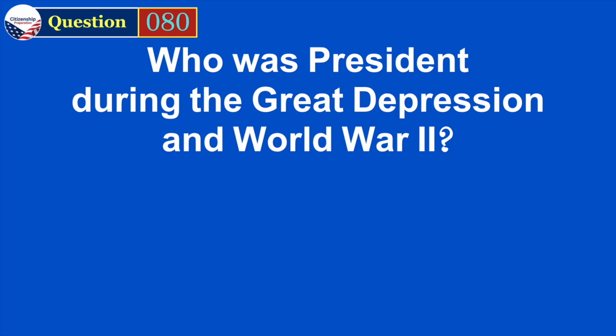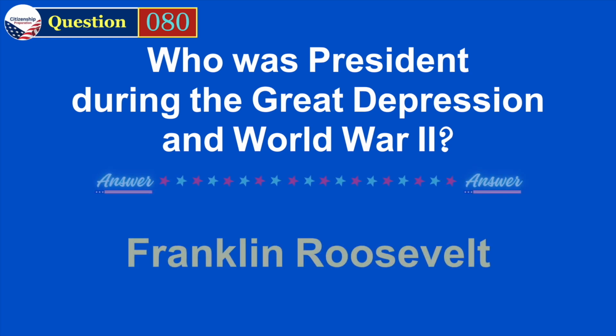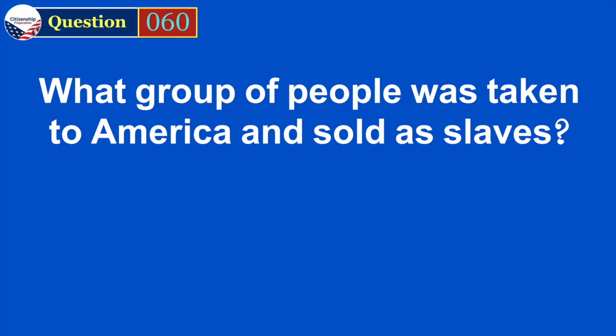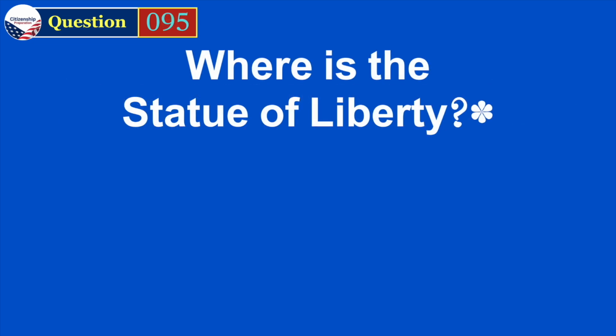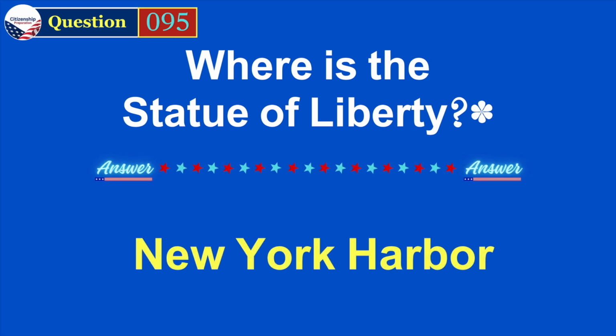Who was president during the Great Depression and World War II? Franklin Roosevelt. What group of people was taken to America and sold as slaves? Africans. Where is the Statue of Liberty? New York Harbor.